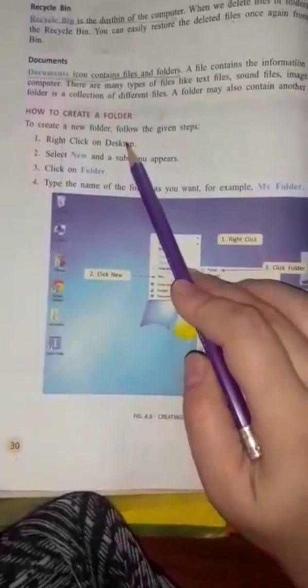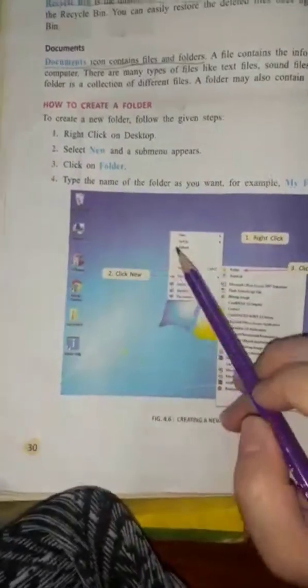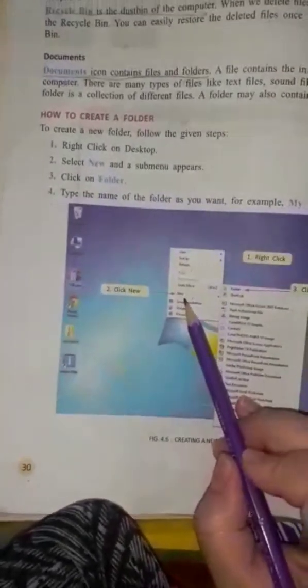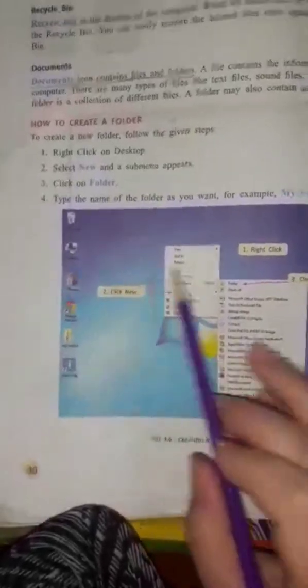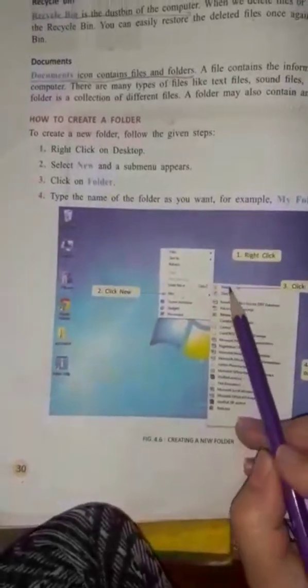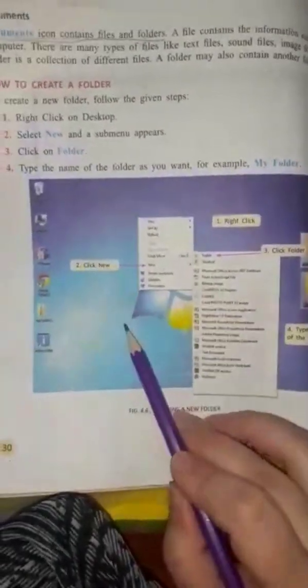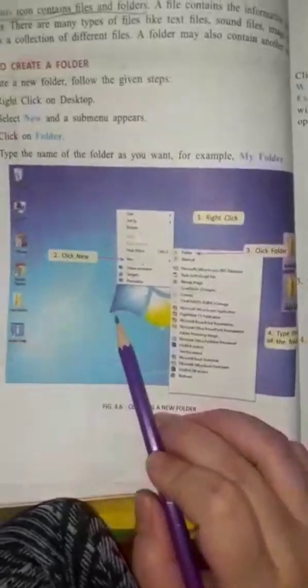How to create a folder? You will right click on the desktop, as you do for refreshing, and you will see a New option here. You will click on it, a list will appear, and there is written Folder. Like this, a new folder will be created. You will do this on your PCs or laptops.